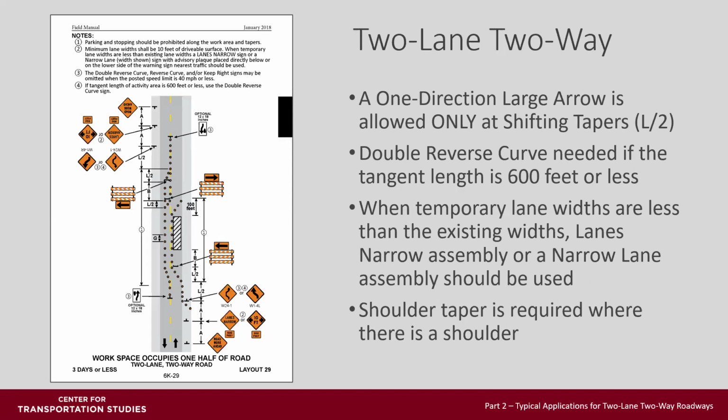Another option, instead of using flaggers, is that the workspace occupies 1 lane, but you can use the other side of the road where you have enough space to carry 2 lanes of traffic. One direction large arrow is allowed only at shifting tapers. You notice those are shifting tapers again. A double reverse curve sign is needed if the tangent, the workspace, is less than 600 feet. When temporary lane widths are less than the existing widths, a narrow lane assembly should be looked at. And the shoulder taper is required where there is a shoulder.